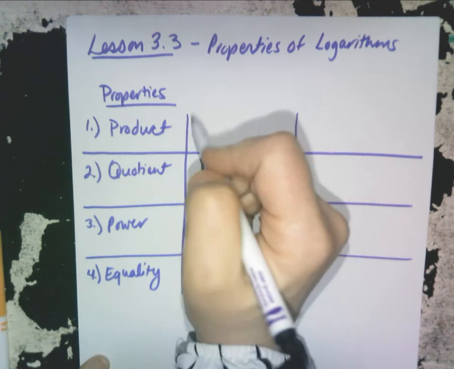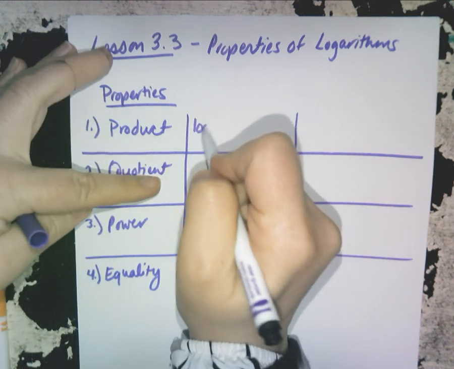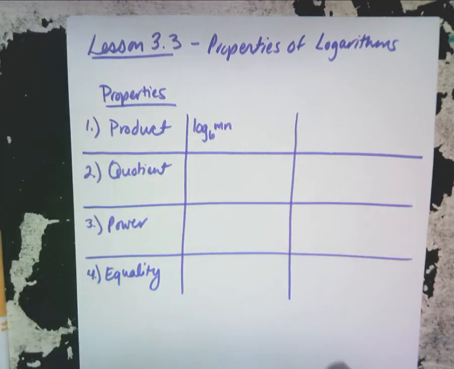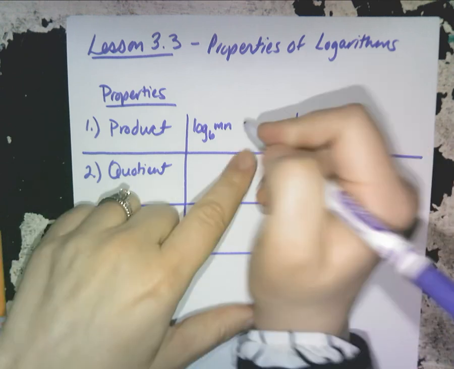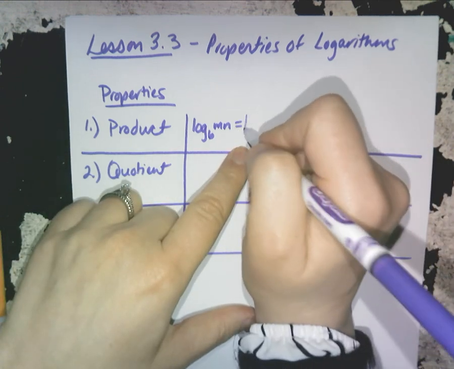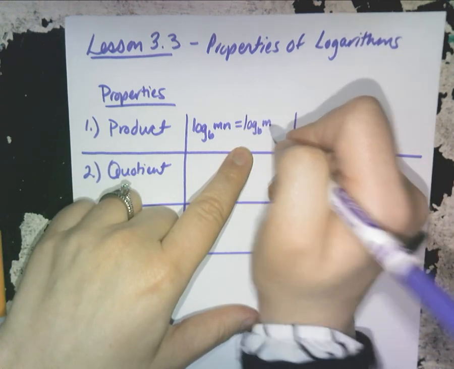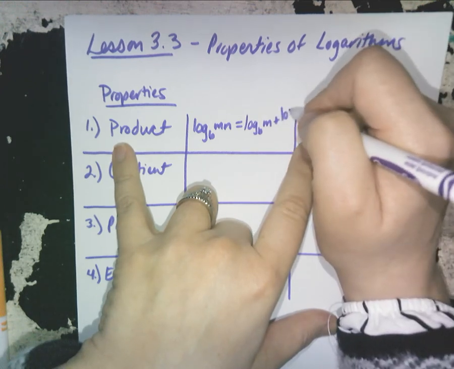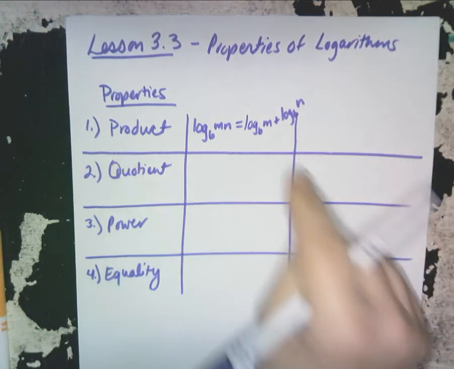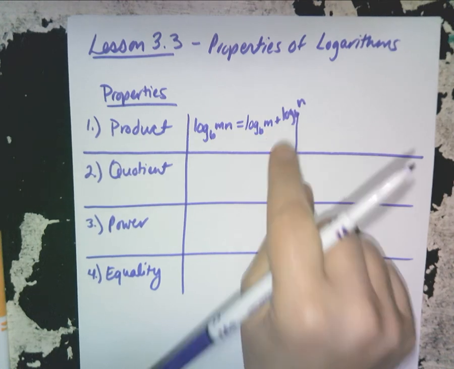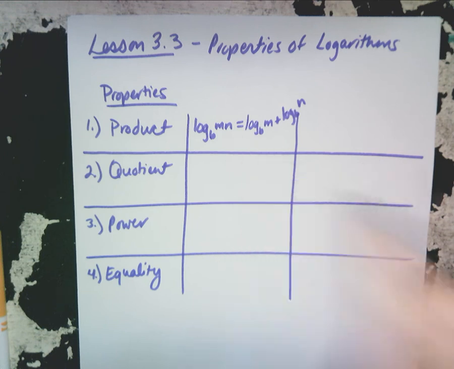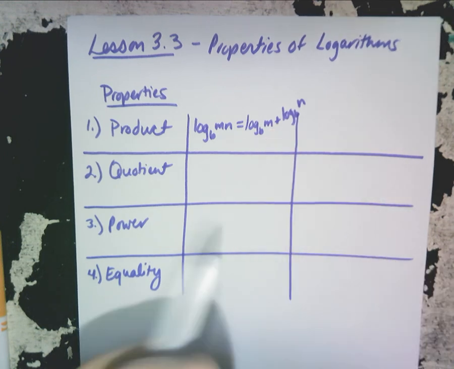The product property says the following. If you have a log base b of mn, meaning you're multiplying two things next to it, you can actually rewrite that as log base b of m plus log base b of n. Why is it a plus? Because remember, logs are just exponents. And what do you do when you multiply exponents? What do you actually do with the exponents? You add them. So that's where that came from.